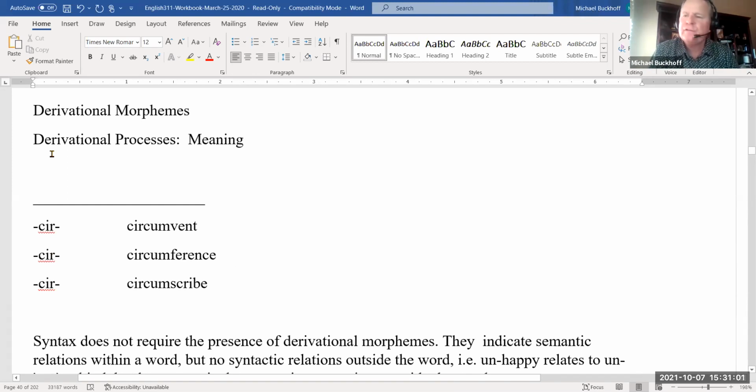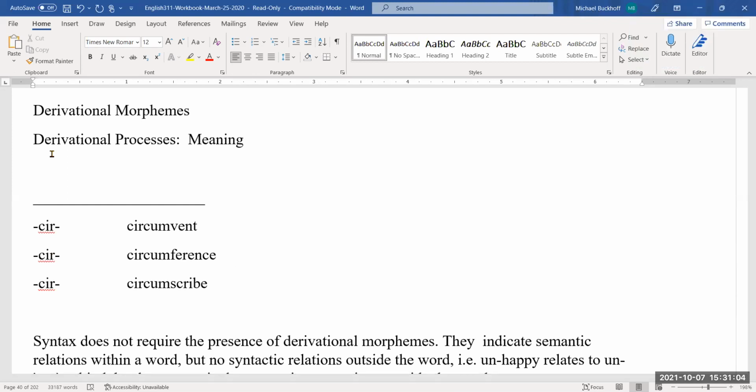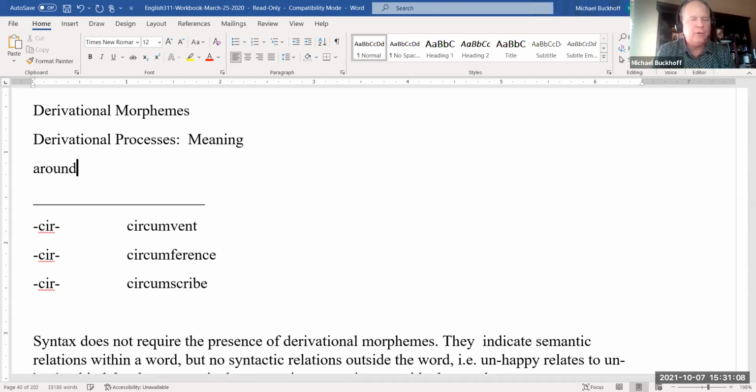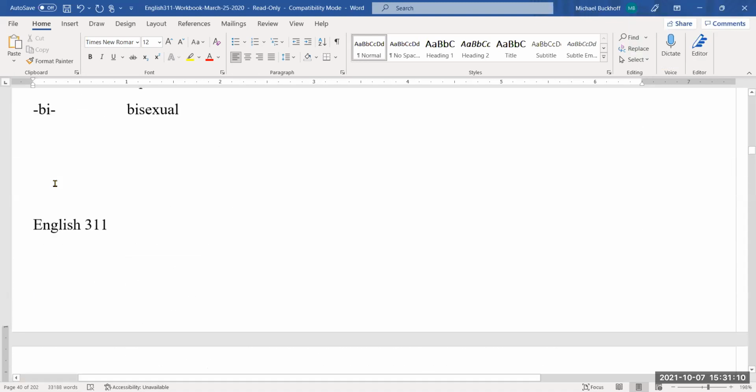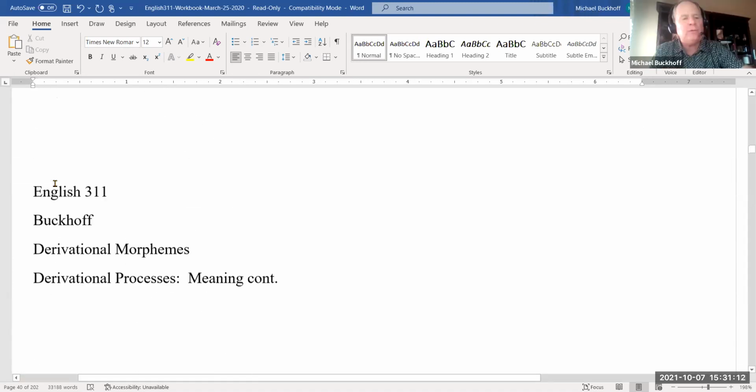Circumvent, circumference, circumscribe. What are we talking about? Around. Good. So we have our meanings there. So that's it. I wanted to illustrate those things.